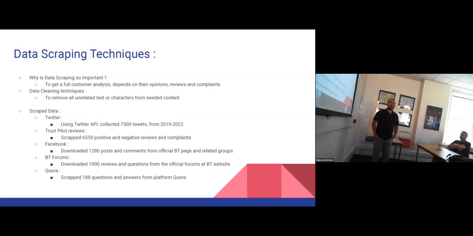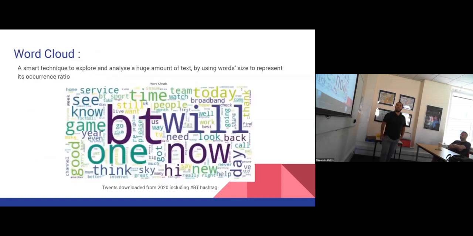So we scraped data from 5 sources so far: Twitter, Trustpilot, Facebook, BT Forums, and Quora. We downloaded and scraped hundreds and thousands of tweets, comments, posts, questions, points of view, and we applied data cleaning to all of them. Once we download the data, we need a quick insight, a quick check of this data. For example, if we downloaded thousands of tweets or comments about customers of BT, we need to know what they're talking about.